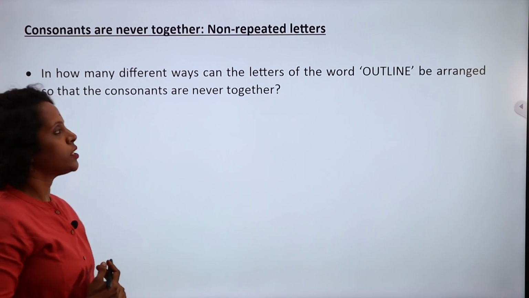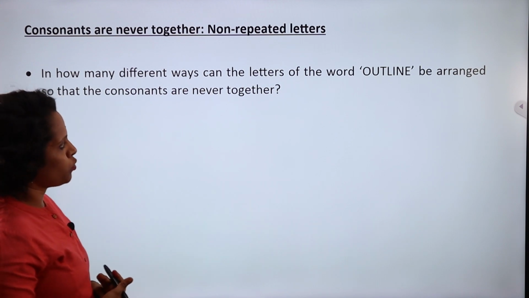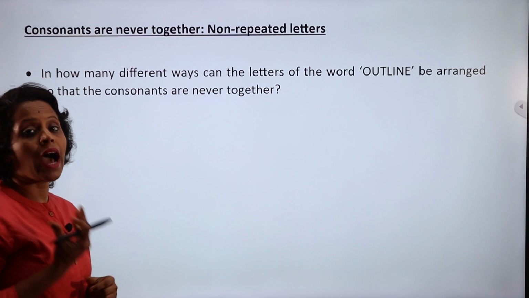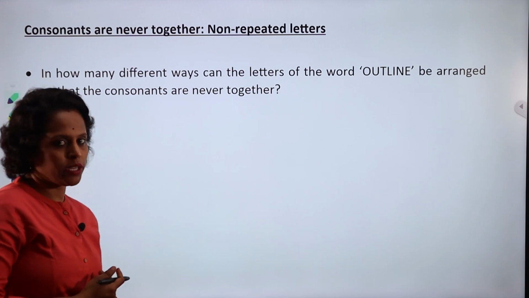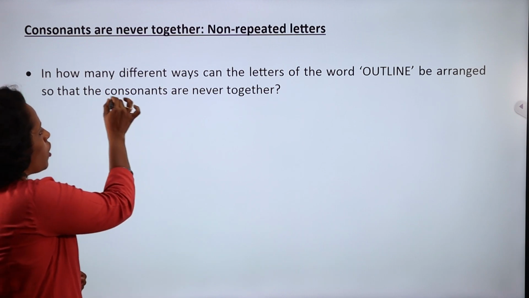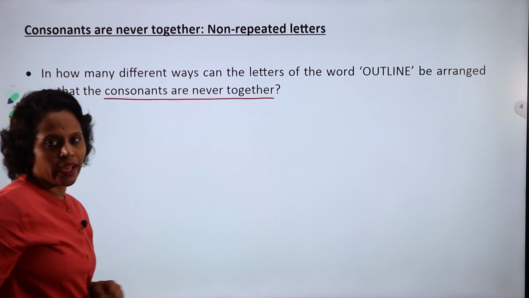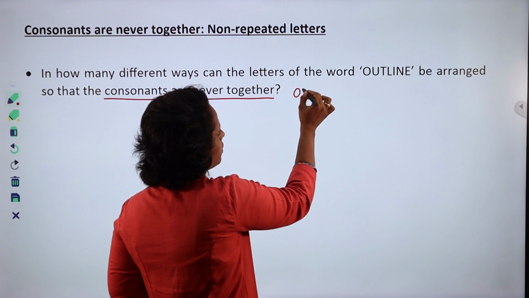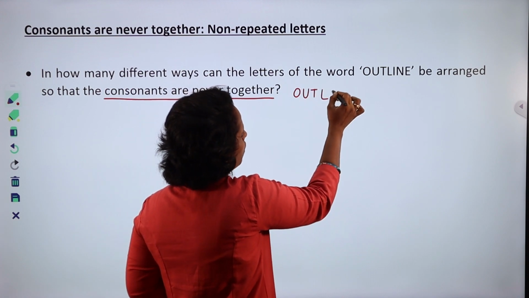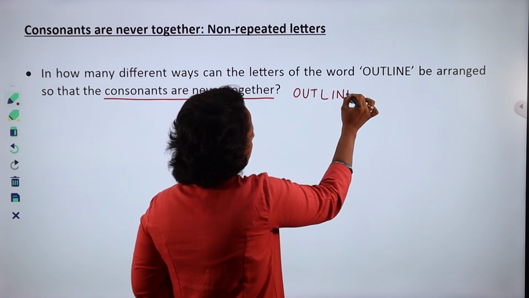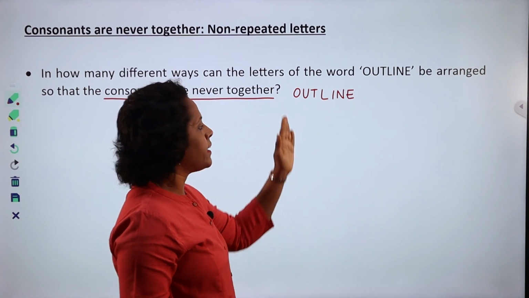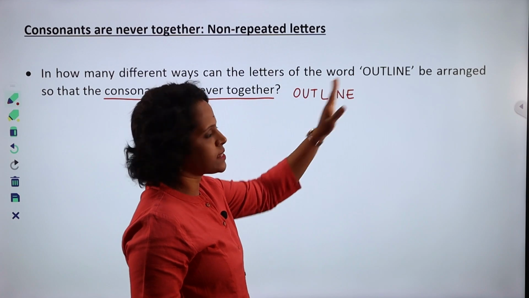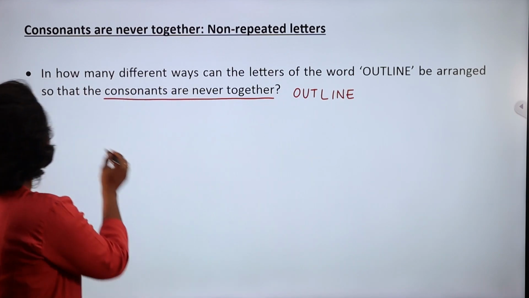Our next question on the screen: in how many different ways can the letters of the word OUTLINE be arranged so that the consonants are never together? First of all, what is our word? Outline. Are there any letters repeated? No. How many letters are there? 1, 2, 3, 4, 5, 6, 7. It is a 7-letter word.